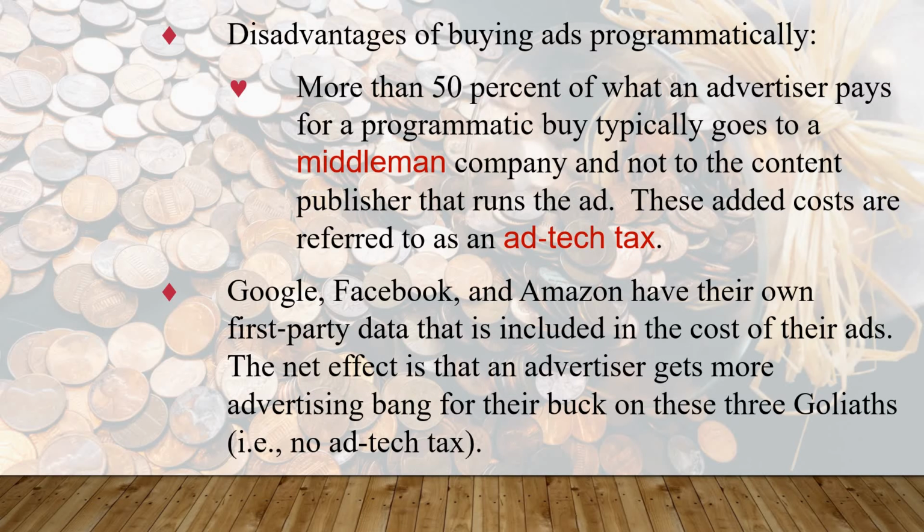More than 50% of what an advertiser pays for a programmatic buy is typically going to go to these third-party or middleman companies and not to the content publisher that runs the ad. So that's what we mean by ad tech tax. Now, when you're dealing with the Goliaths, Google, Facebook, Amazon, they have their own data that's included in the cost of their ads. So you don't have that ad tech tax. In other words, an advertiser is going to get more bang for its buck because everything is included when they go and do an advertising buy.